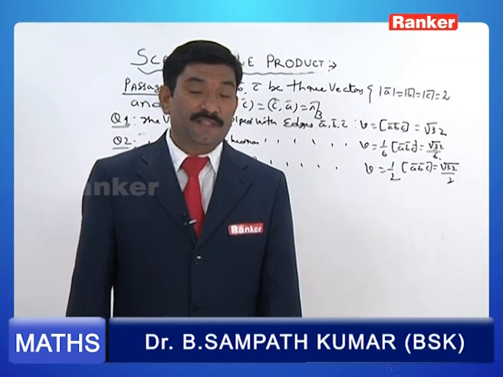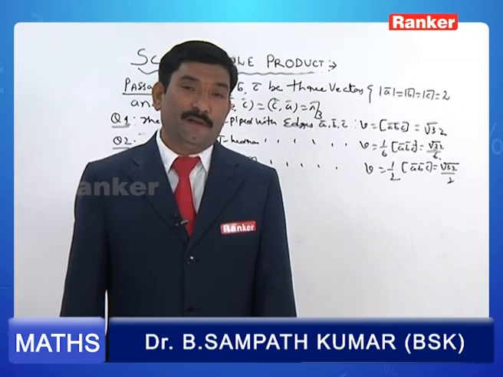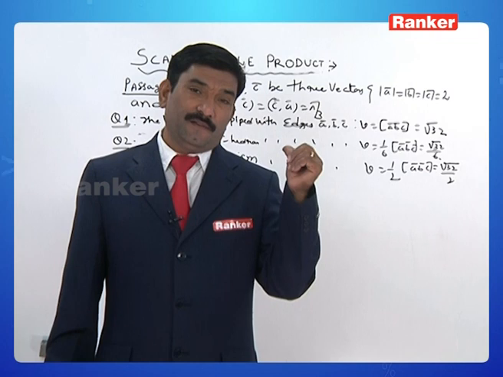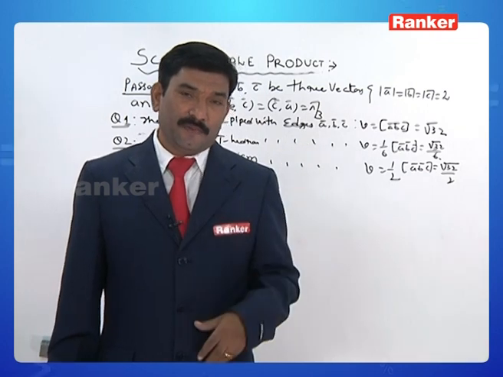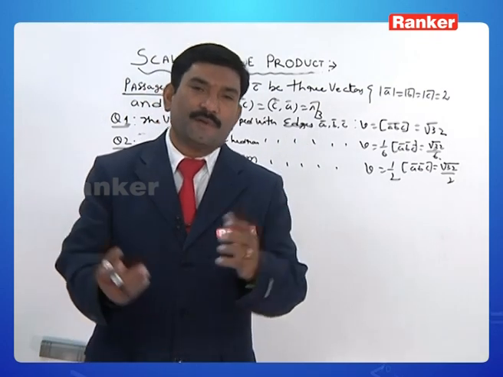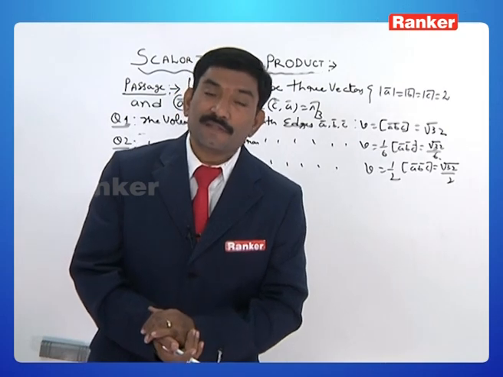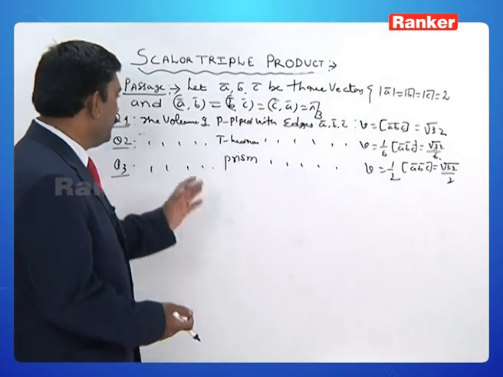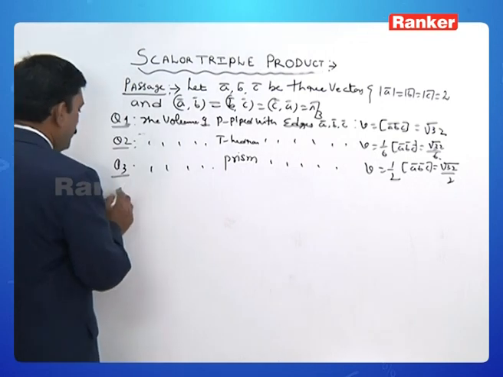Remember, we discussed the parallelepiped and the tetrahedron. The new data has come. Volume of a prism is half into box of A bar, B bar, C bar. The third question is over. Next, coming to the fourth question.